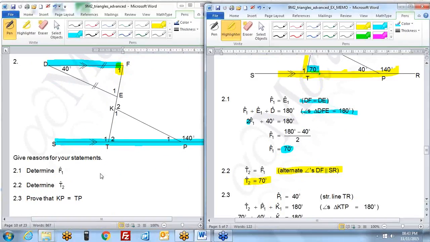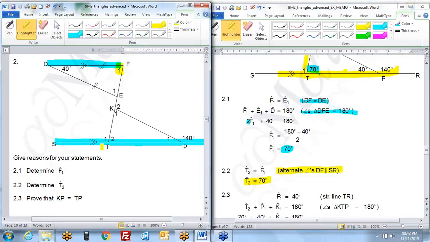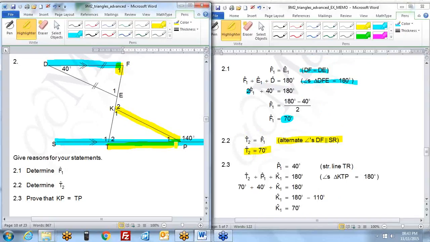Then question 2.3, prove that KP equals TP. This side should be equal to this one over here. In order to do that, we will have to prove that angle K1 equals angle T2. So we start off with angle P1 because we have this angle already. We will use the straight line. So you will say angle P1 equals 180 degrees minus 140 degrees because together they form a straight line. So you will get angle P1 as 40 degrees.